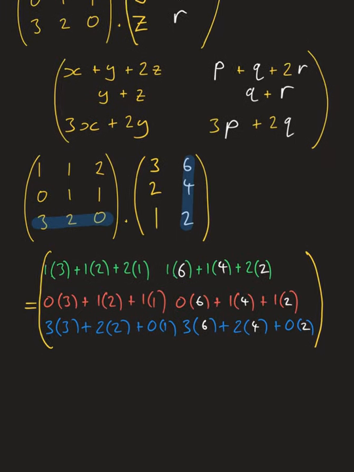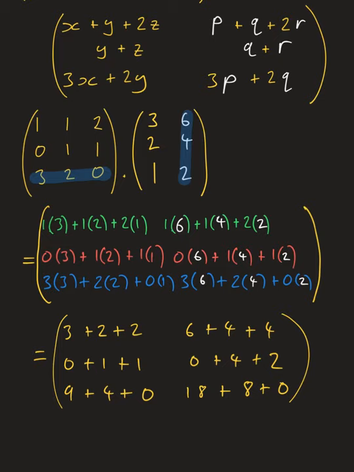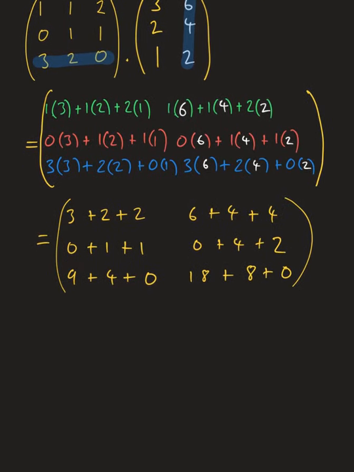So that is then our answer, a 3 by 2 matrix. So now we just tidy all this up to give a final answer. So our 3 by 3 matrix multiplied by the 3 by 2 matrix has given us another 3 by 2 matrix. And that is how you multiply matrices together.